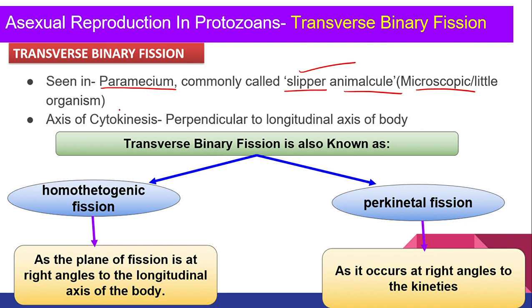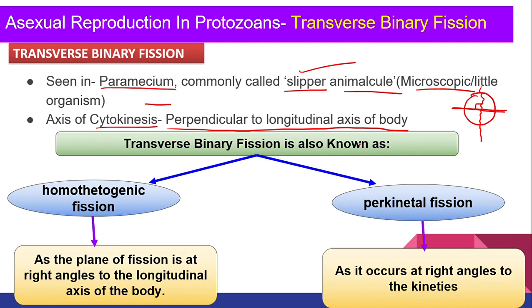Now, axis of cytokinesis. At which axis does the cytoplasm divide? We know that longitudinally, we said the axis of cytokinesis is longitudinal. But what about the axis of cytokinesis in transverse? Obviously it is going to be transverse. But what is written in your textbook? It is perpendicular to the longitudinal axis of the body. So this is your organism, and transverse, this way, this we call transverse. Isn't the transverse perpendicular to the longitudinal one? That's what is written. So, perpendicular to the longitudinal axis of the body.